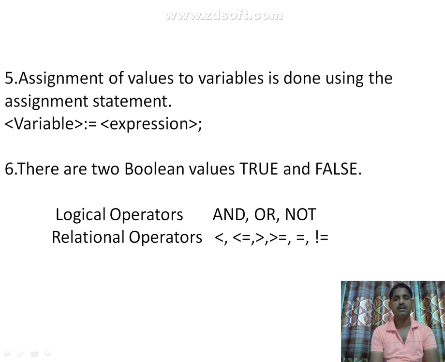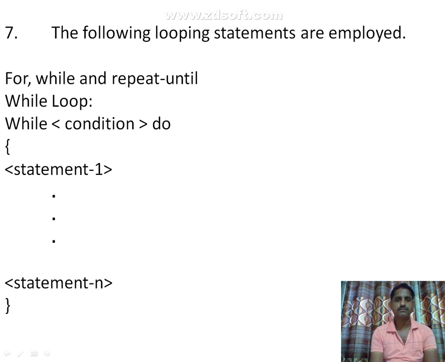Likewise we can assign values, and there are two boolean values, true and false, and logical operators and, or, not, and relational operators less than, less than or equal to, greater than, greater than or equal to, not equal to. Okay, and the following loop statements are employed: for, while, and repeat until. The while loop is: while condition do, open braces, statements, and close the braces. So likewise we can use different types of looping statements.